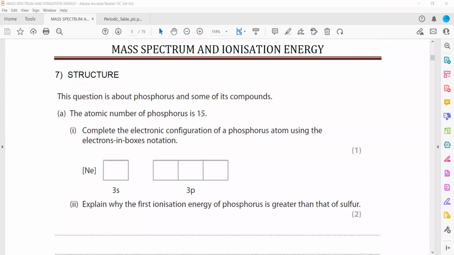In question 7, this question is about phosphorus and some of its compounds. The atomic number of phosphorus is 15. Complete the electronic configuration of the phosphorus atom using the electron in a box model. Look, here they mention Ne. So it means up to neon, the electronic configuration is the same.